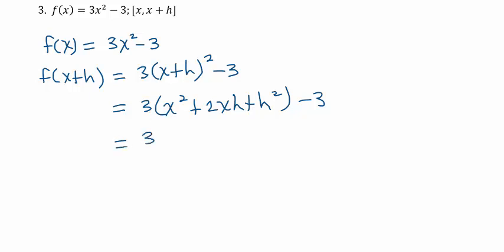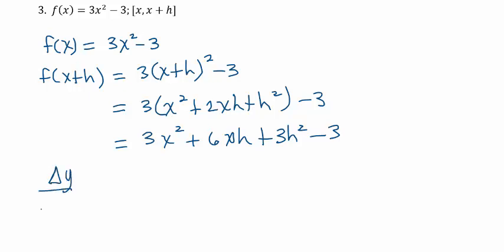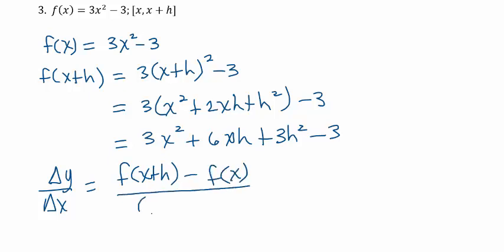Distribute the 3 to each term inside parentheses: 3x squared plus 6xh plus 3h squared minus 3. Okay, and now we're ready to substitute these expressions into the formula for delta y over delta x. In this case, we're going to have f of x plus h minus f of x in the numerator, divided by, in the denominator, x plus h minus x.